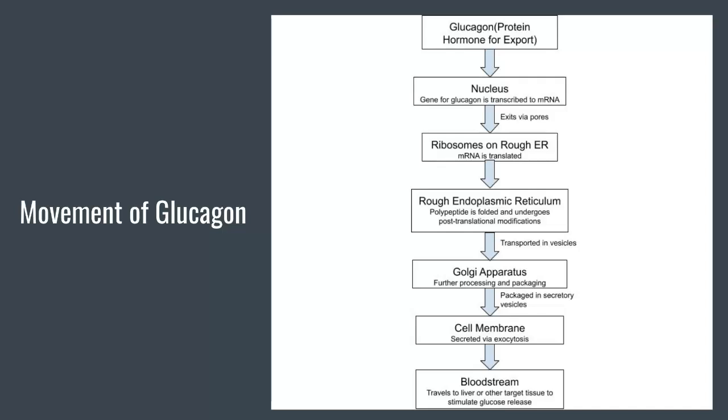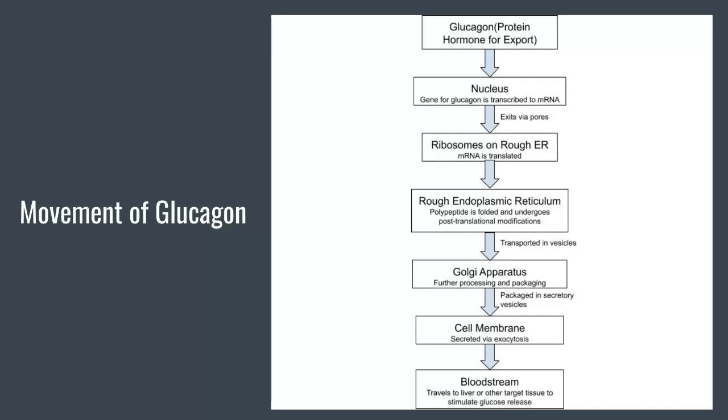The next one we're going to be covering is glucagon. Glucagon is a protein hormone for export. Glucagon synthesis starts in the nucleus, where the gene for glucagon is transcribed into mRNA. The mRNA is transported to the cytoplasm via pores in the nucleus, where it is then attached to ribosomes bound to the rough ER. The mRNA is then translated and enters the rough ER.